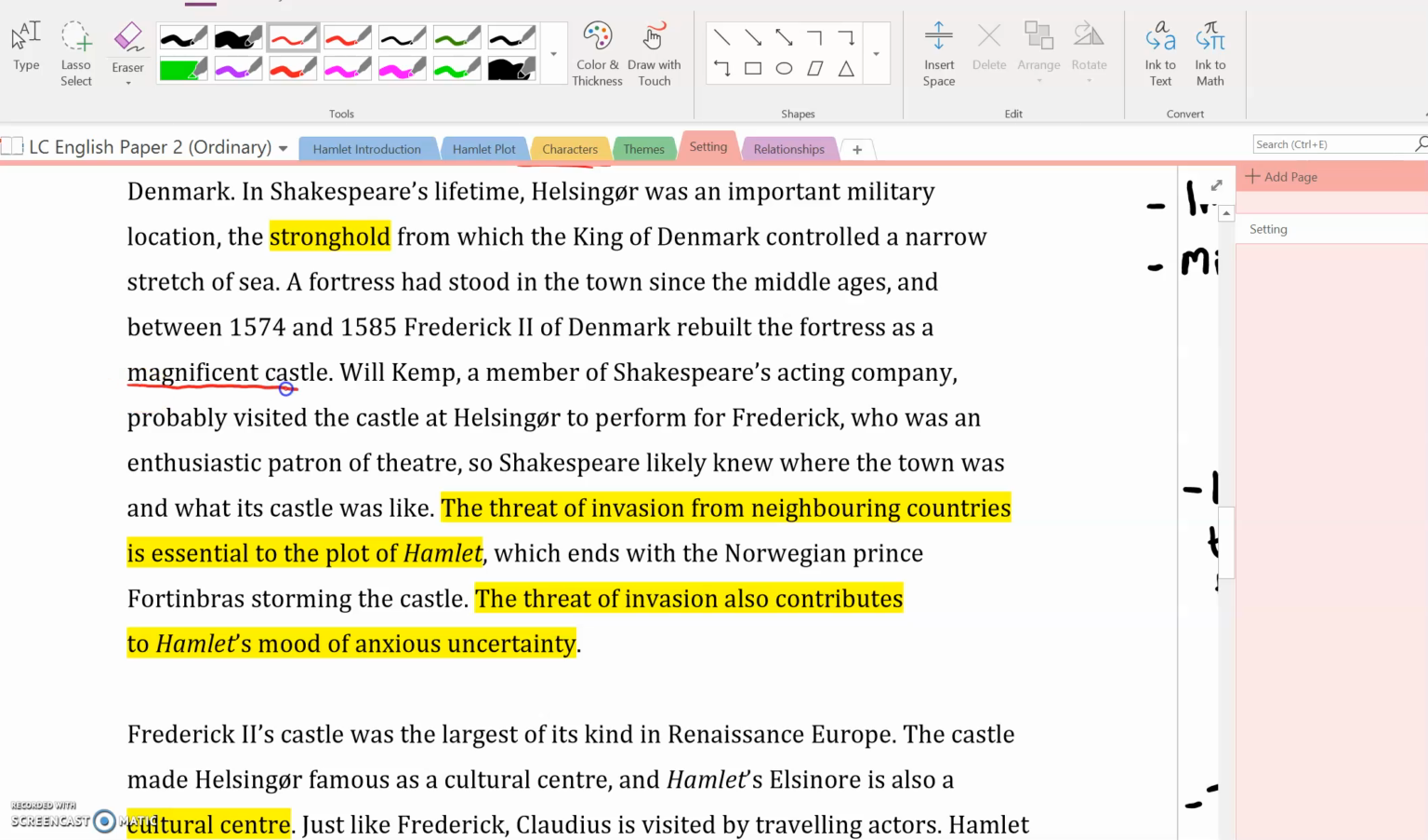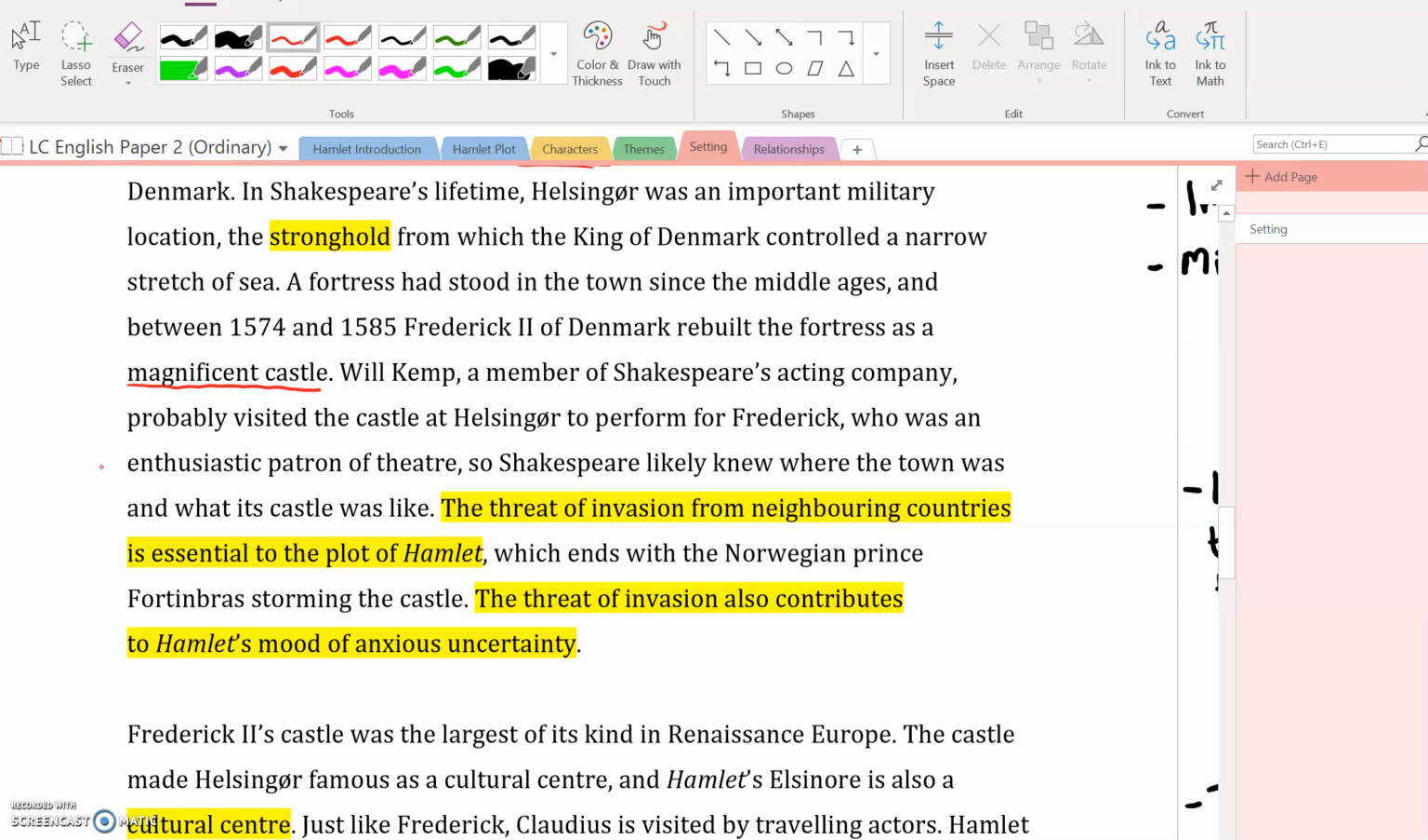So it's a magnificent castle, Elsinore. It's a beautiful place. Very, very big and awe-inspiring. Will Kemp, a member of Shakespeare's acting company, visited the castle at Elsinore to perform for King Frederick, who was an enthusiastic patron of theatre.